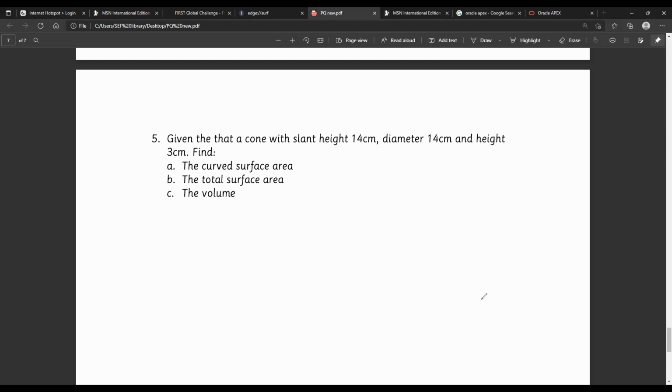We know that the curved surface area of a cone is given by pi RL, while the total surface area of a cone is given by pi r into bracket r plus L, and the last one, which is the volume, is given by 1/3 pi r square h. Now, before we do that, let us write down the values of the parameters that are given in the question: the slant height, the diameter, and the height of the cone. So we are going to write that down so that we do not forget the values.